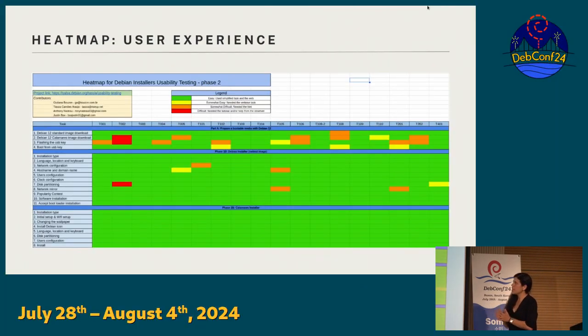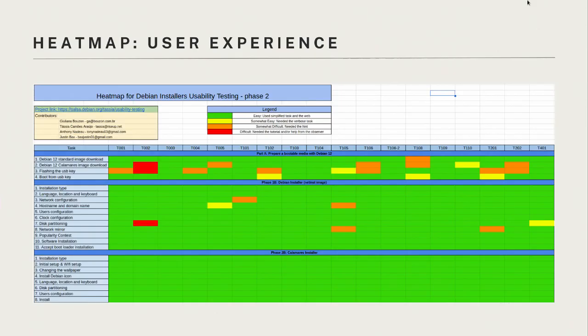So this is the classical heat map for those who are used to usability testing studies. The green here means that they had no issue, it was an easy task. Yellow means somewhat easy, but needed the verbose, remember the 3 levels, so they needed the explanation. For the orange, somewhat difficult, so they needed a hint. And the red, they actually needed a tutorial, so they were not able to perform without our step-by-step.